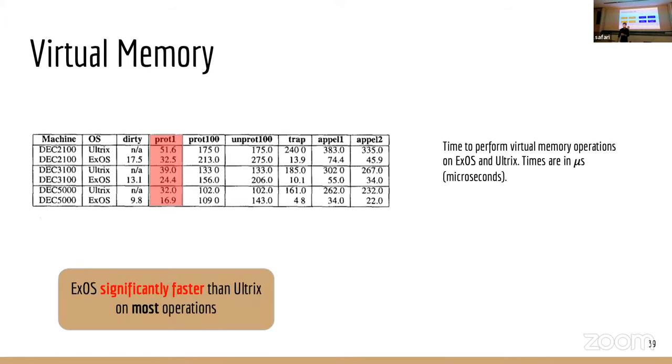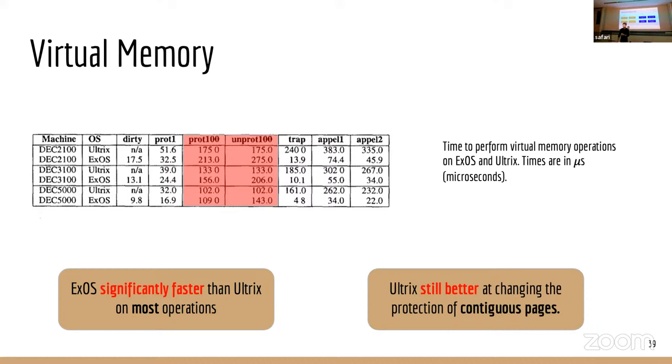And as you can see, prot 1 is significantly faster on XOS. But if you look to the right, you will see that Alteryx still beats the XOS at protecting and unprotecting contiguous pages. So this prot 100 is just changing the protection for 100 pages. And this is due to a weakness that we will discuss a bit later.